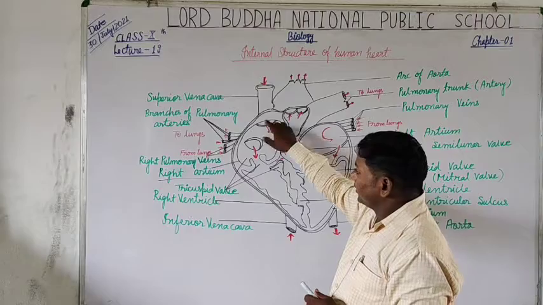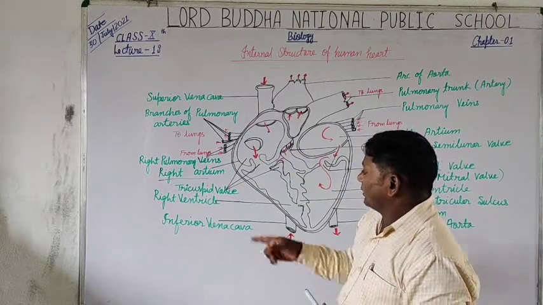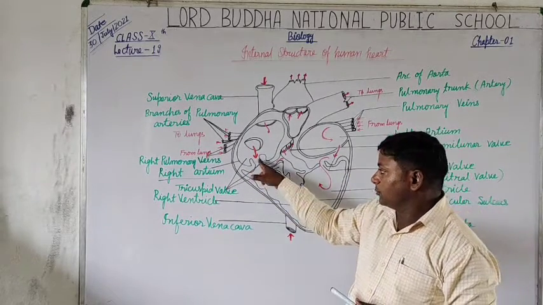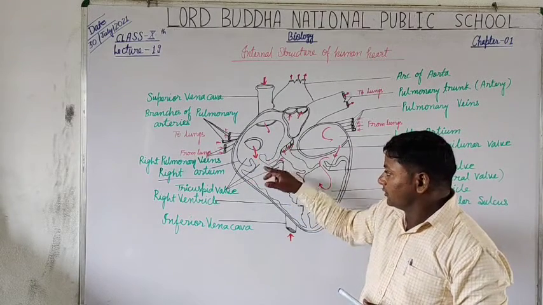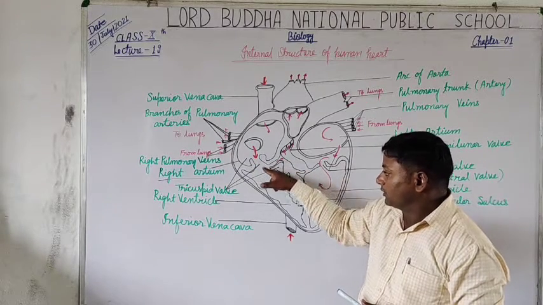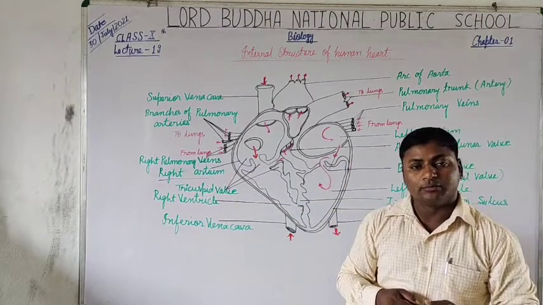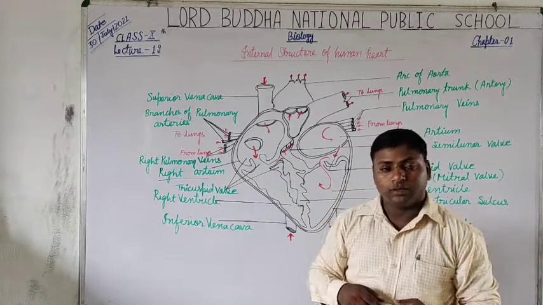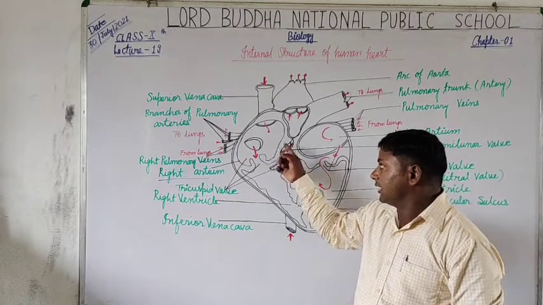And students, this is the chamber in which there are two openings present with a valve. These two valves, along with this third valve, are called the tricuspid valve. What is the function of a valve? These are also called sinoarterial valves, SA valves, because they lie in the atrium.